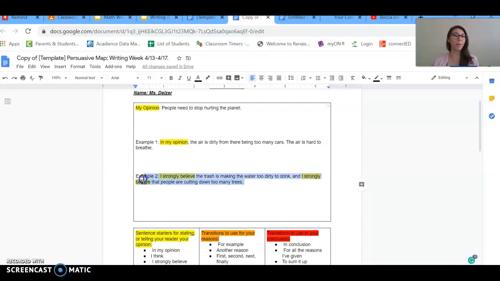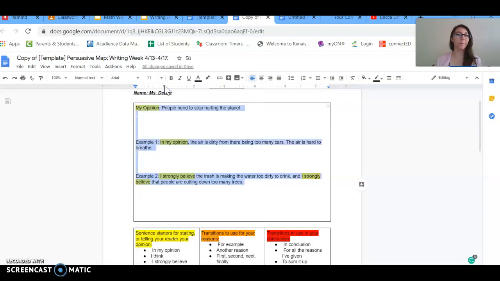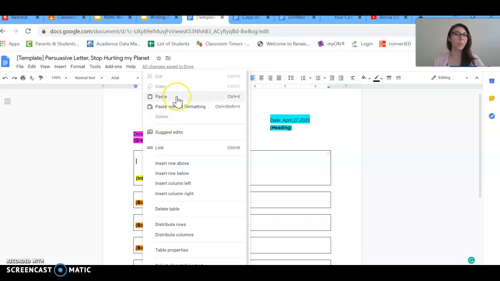So take everything that is yellow from the yellow My Opinion box and highlight it in blue. Then, on your mouse pad, take the key on the right. Do you see the button that says copy? Click on it. Go back to your template. And here in your introduction, click on the right part of your mouse key on the bottom again. Do you see this button that says paste? Click it.